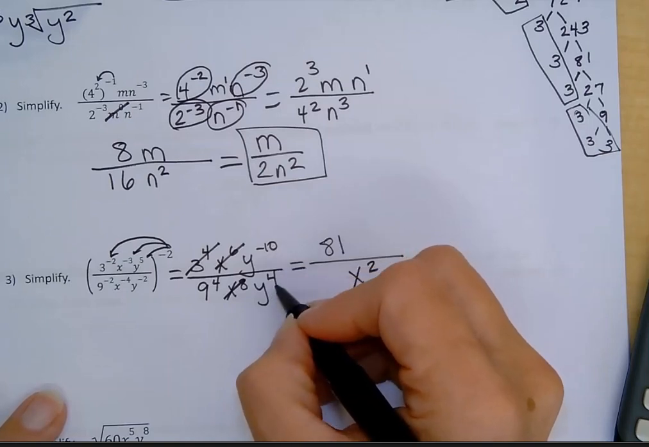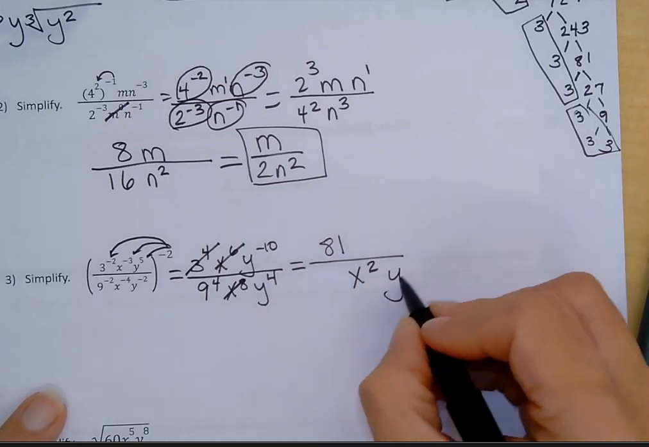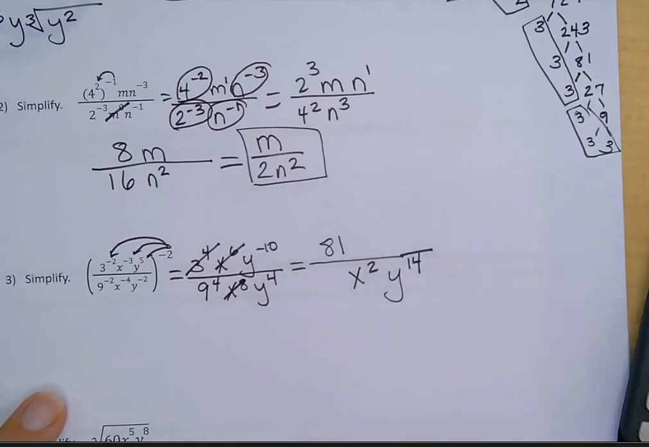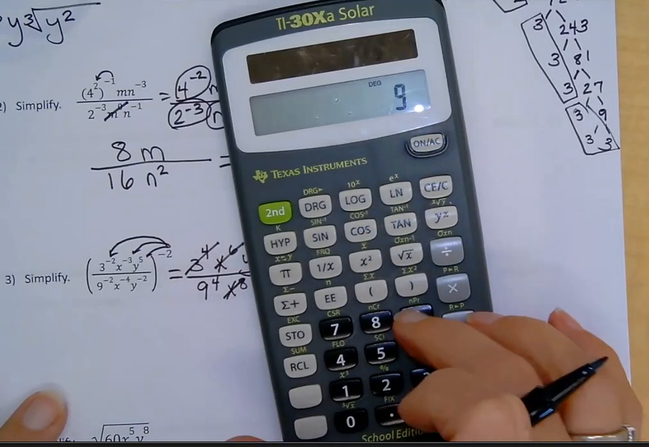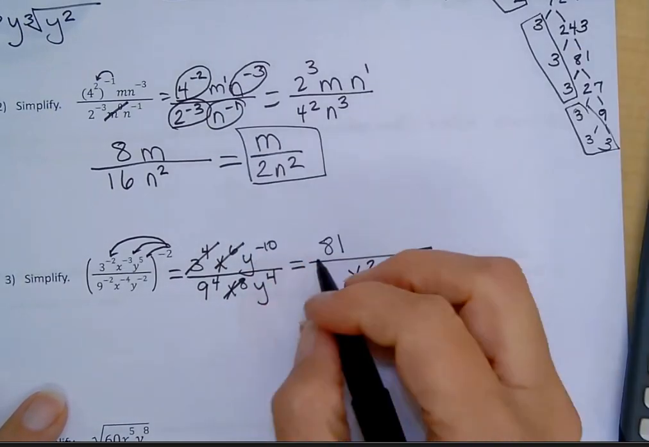Well, -10 minus 4 is going to be -14, so I would have y to the -14 up top, but I'm going to go ahead and put y to the 14th in the denominator. I kind of did 2 steps at once. I have not dealt with 9 to the 4th. 9 raised to the power of 4 is 6561.